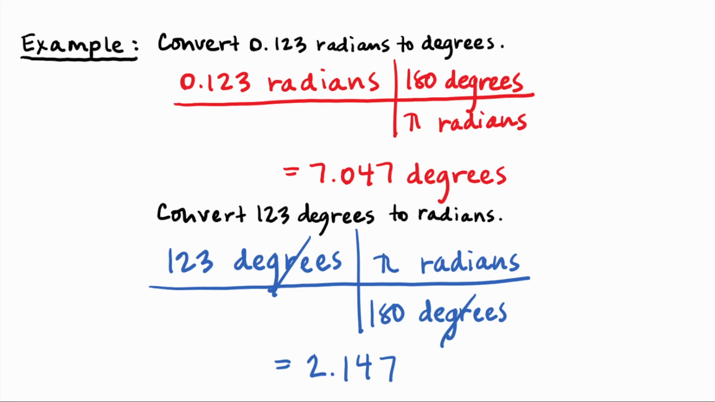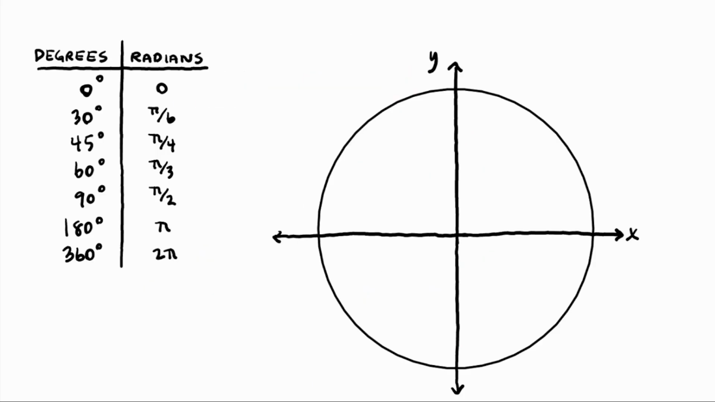So I set up my dimensional analysis type situation, canceled off the units, multiplied the numbers, and I got 7.047 degrees is equal to 0.123 radians, and 123 degrees is a little bit more than 2 radians. And that's really all there is to it. I don't need you to know a whole lot more besides what I'm about to tell you. All right, so these are the radian measures that we really need to know.